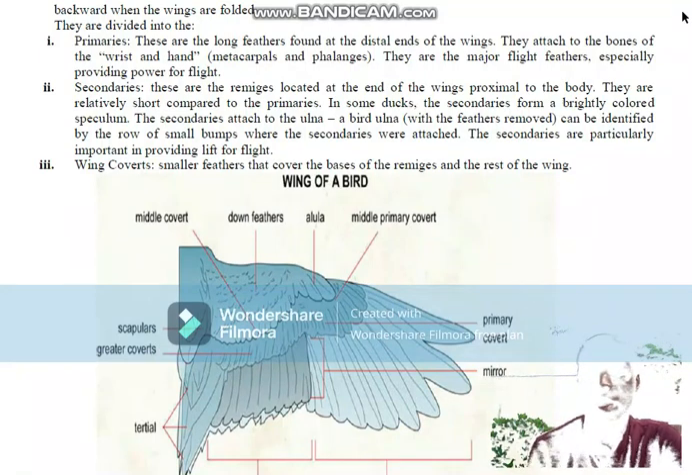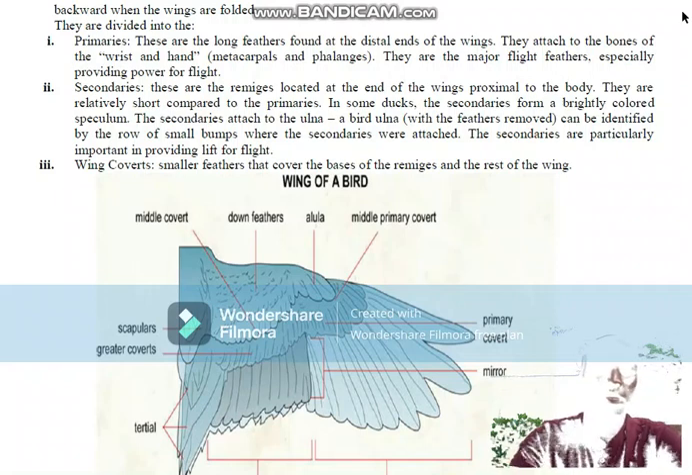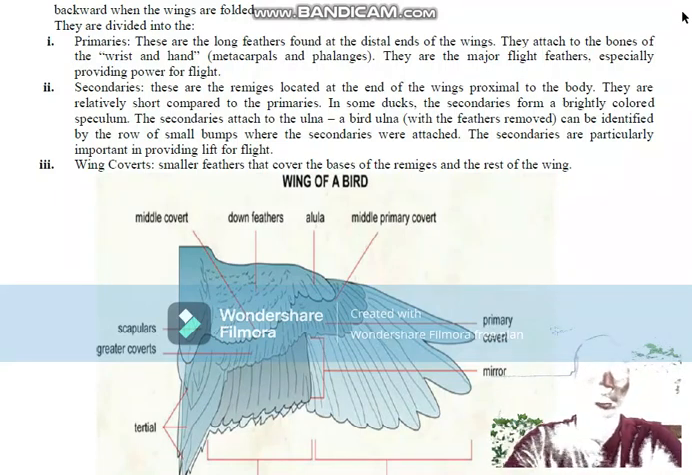Every year, but there were some parts of the wings, like the primary feathers, the secondary feathers, and all those. Now here we're going to talk of them in large. Just generally, they're divided into almost three parts, which are primaries, secondaries, and wing coverts.